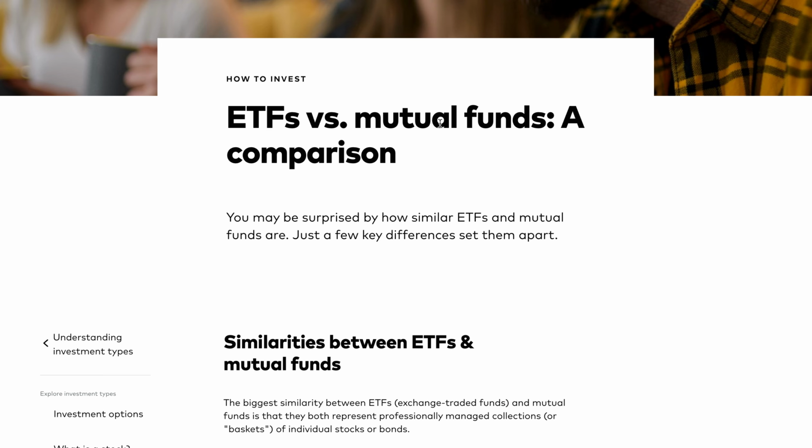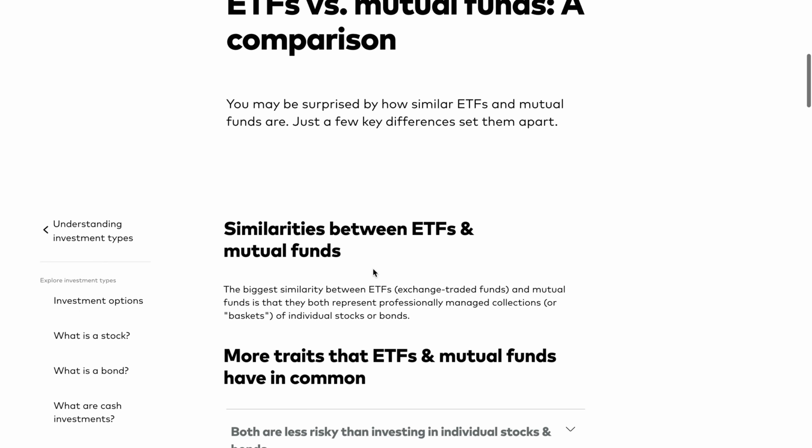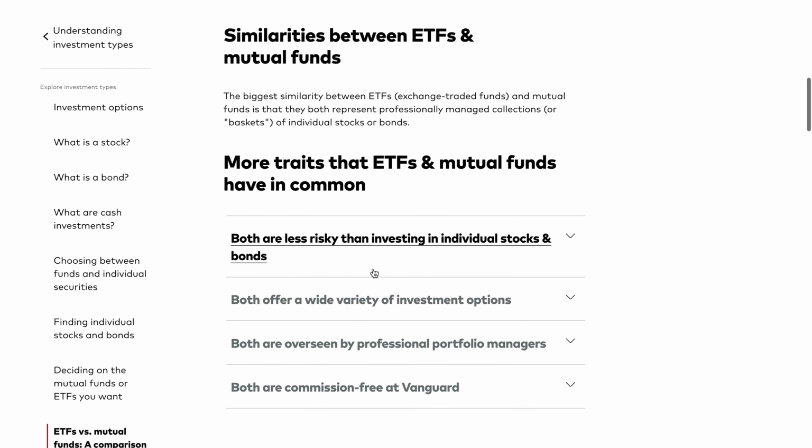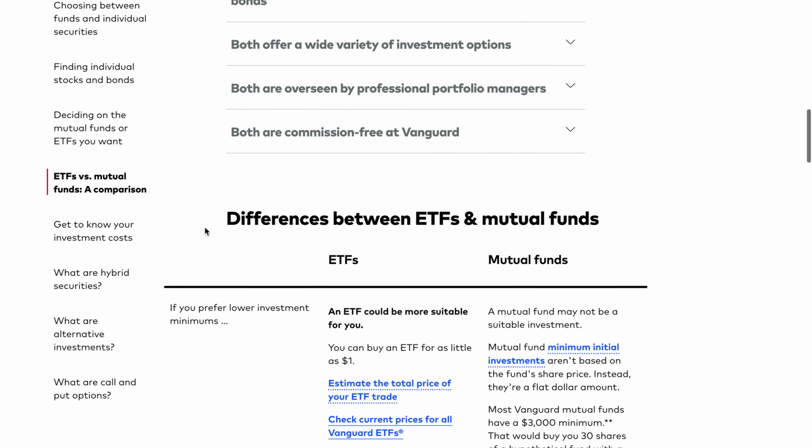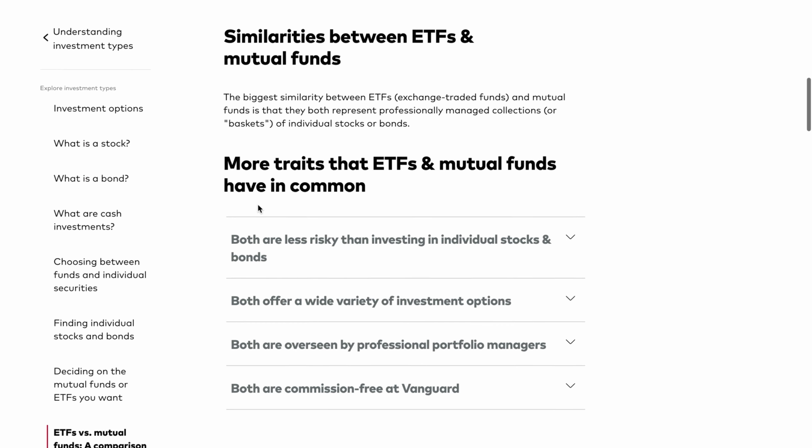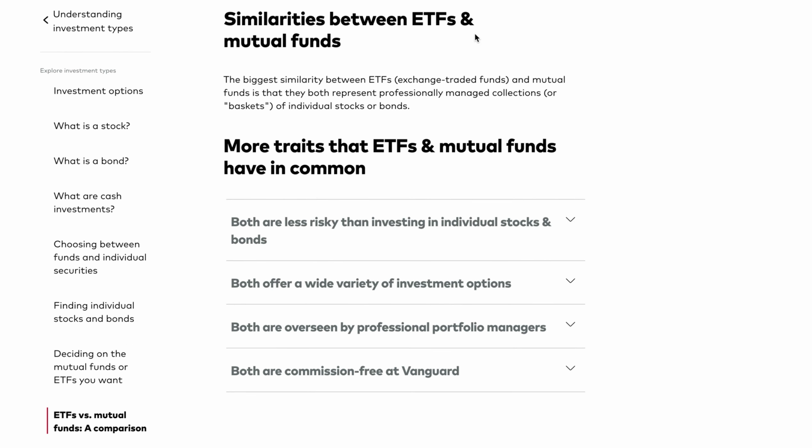So ETFs and mutual funds, a comparison. Again, I'm just here on the Vanguard site. It's very easy to follow. So first they list the similarities and then the differences. We'll be looking at the similarities first. So similarities between ETFs and mutual funds.